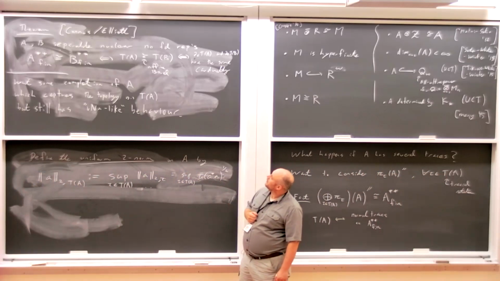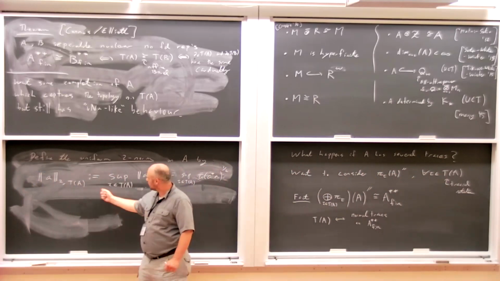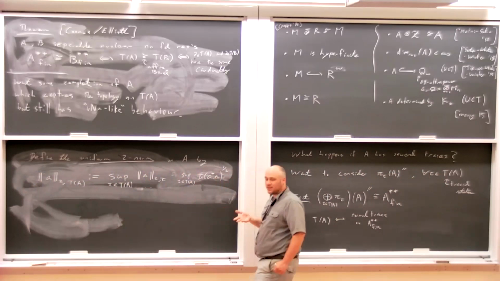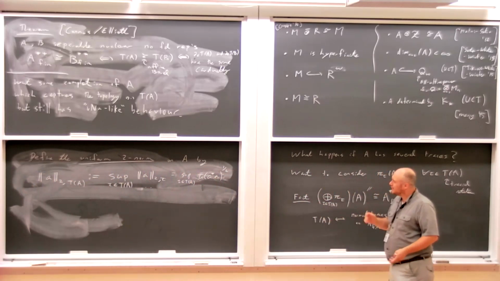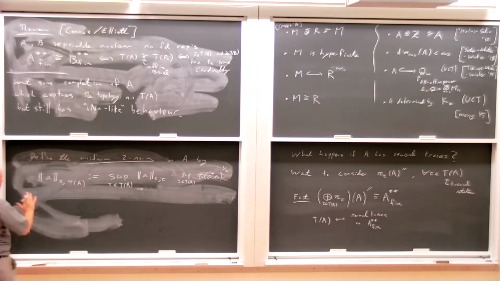And I'm being sloppy with hypotheses, but the thing I really need to make this work is that the tracial state space is compact. For instance, if A is unital, that's automatic. So let's just say A is unital for convenience. And then for any unital C-star algebra, I can do this.